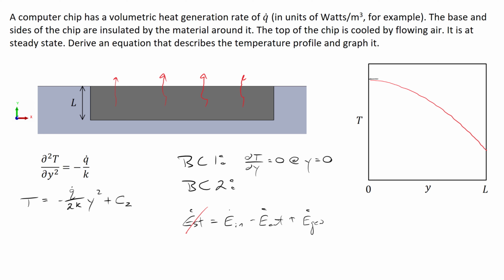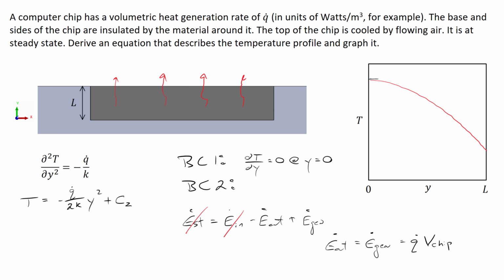For our control volume for the whole chip, there's no way for energy to get in. So what this means is that the energy leaving the chip is equal to the rate at which energy is being generated by the chip. Note that both of these have units of watts, and the rate at which energy is being generated is equal to the volumetric heat generation rate Q dot multiplied by the total volume of the chip.